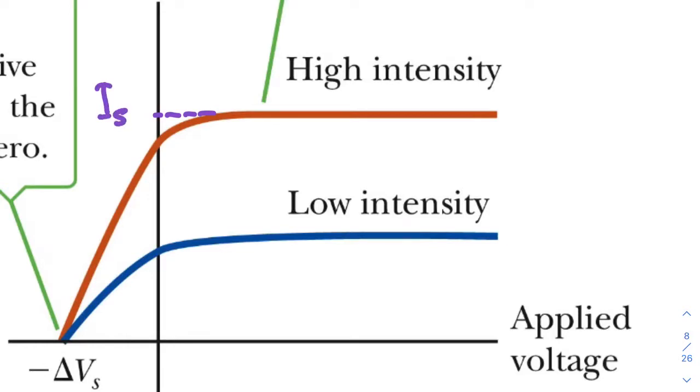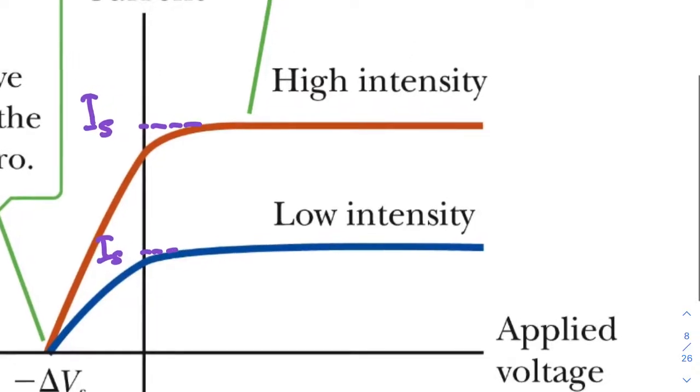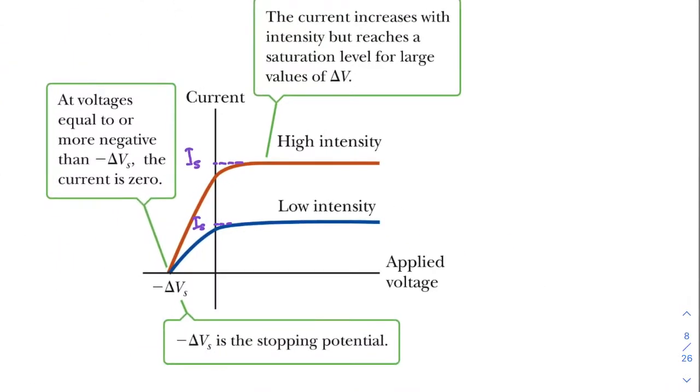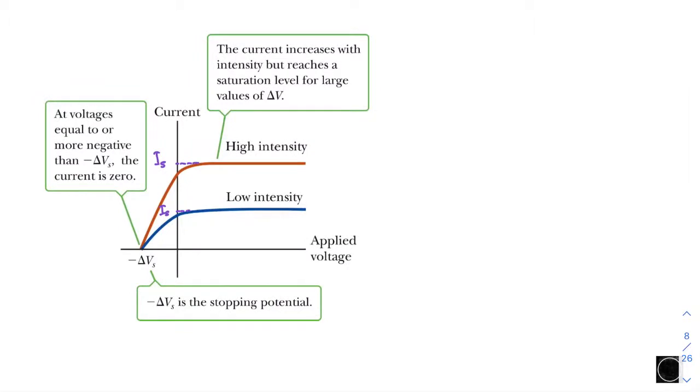Here, I saturated. So goes the same. Here we have I saturated, right? Okay, so the saturated value means that it is the maximum value that can be reached. No more ejection of electrons after that. That is the maximum number of photoelectrons that can be ejected.